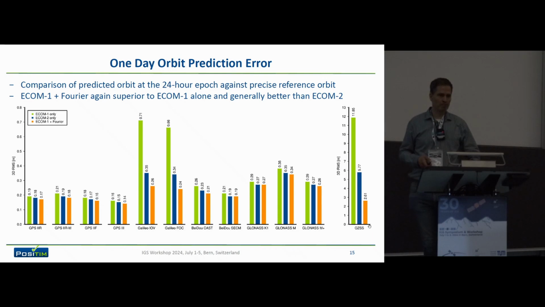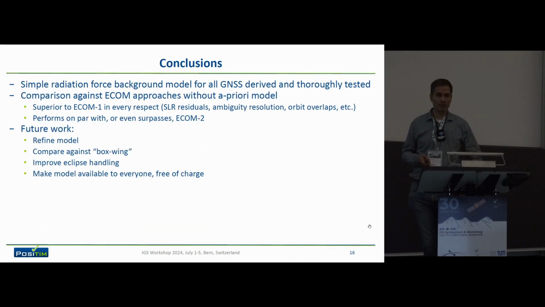So in conclusion, we built a very simple radiation force background model for all GNSS, and tested that thoroughly. We compared the model against the ECOM-only approach without a priori. It turns out it is superior to ECOM1, which is not a big surprise. It's clearly better than just ECOM1 in terms of all kinds of metrics, SLR residuals, ambiguity resolution, overlaps, and it's even on par with, or even surpasses, the ECOM2 results.